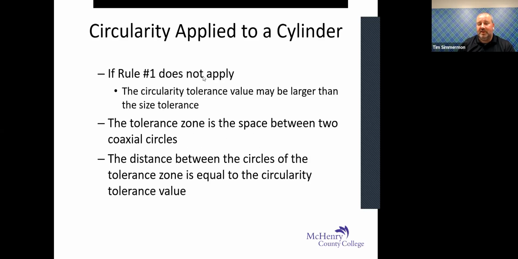If rule number one does not apply, which I don't know when it would, so I don't know why I have this on here, the tolerance value may be larger than the size tolerance. And the tolerance zone is spaced between two coaxial circles, as we showed earlier. And the distance between the circles of the tolerance zone is equal to the circularity tolerance value. So in our case, it was 0.1 millimeters between those two circles.